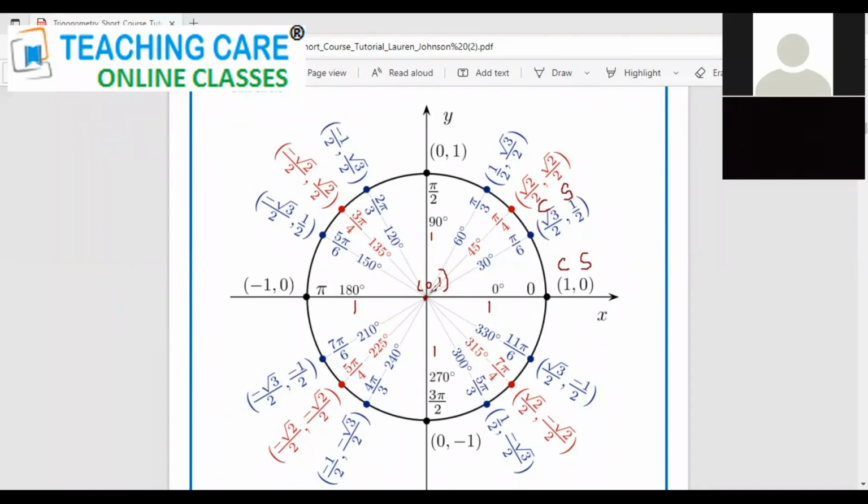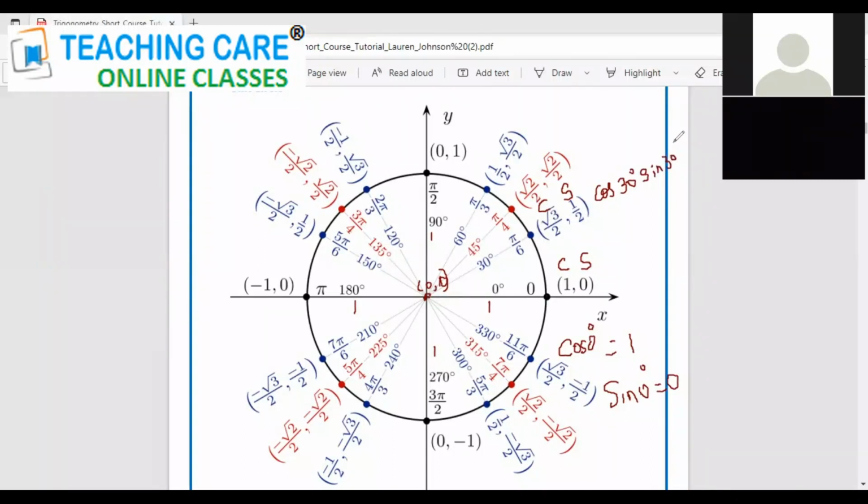So I start with the origin 0, 0. When I go here, it's 1, 0. So I will say that my cosine of 0 degrees is nothing but 1, and sine of my 0 degrees will be nothing but 0. Understood? Then I will go for cosine of 30 degrees. Then this is sine of 30 degrees.